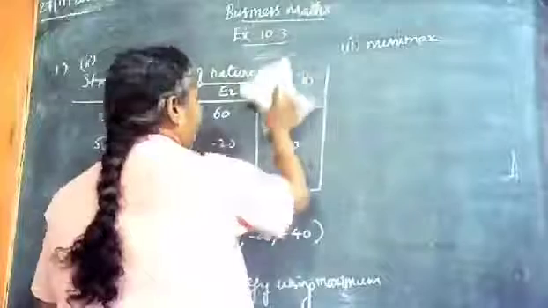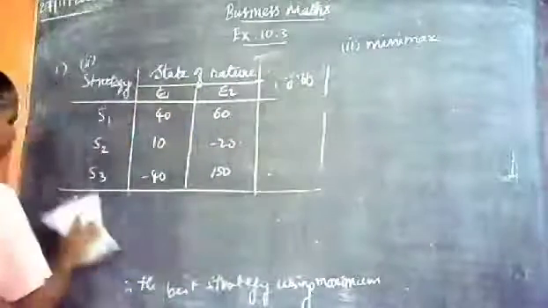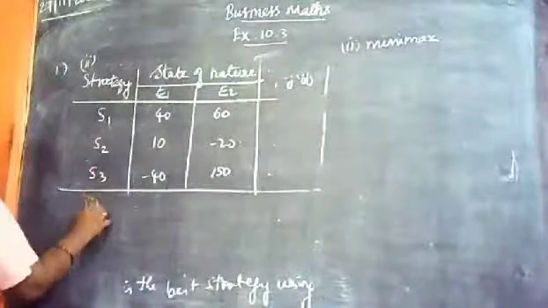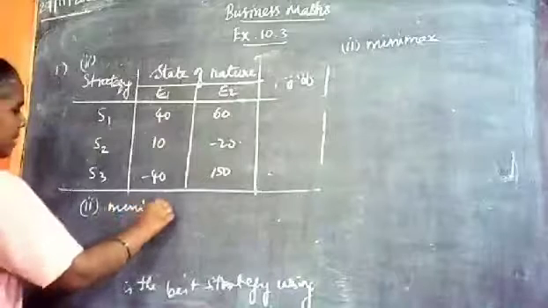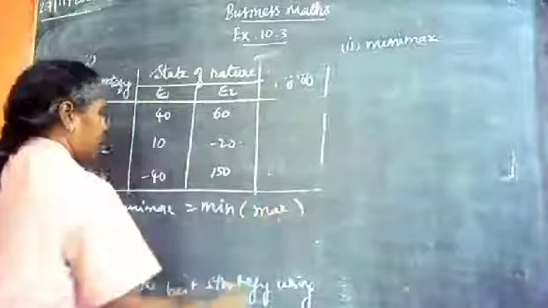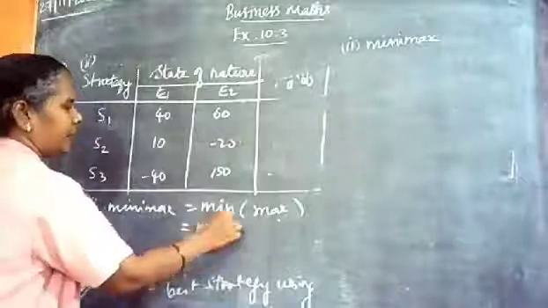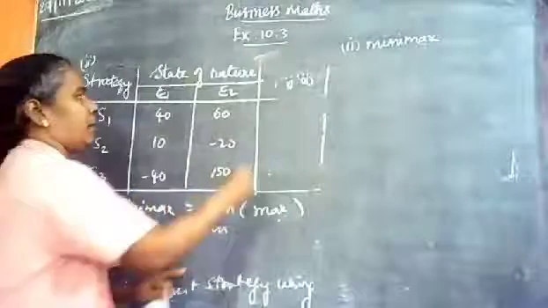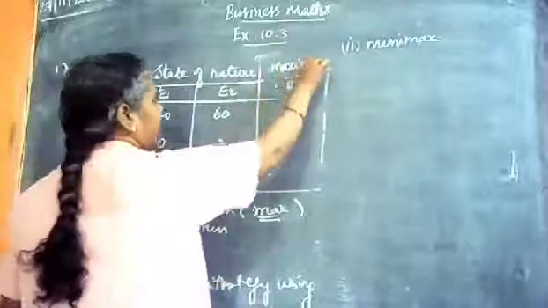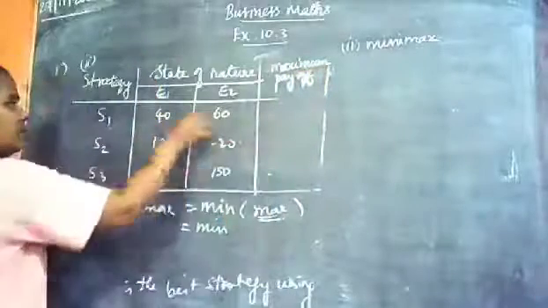Write this heading, subdivision 2. This is for minimax. If it is minimax, it is minimum of maximum. Minimum of maximum, bracket you should provide. Now we are going to create a third column, a new fresh column with the heading maximum payoff. Find out the maximum value from here.